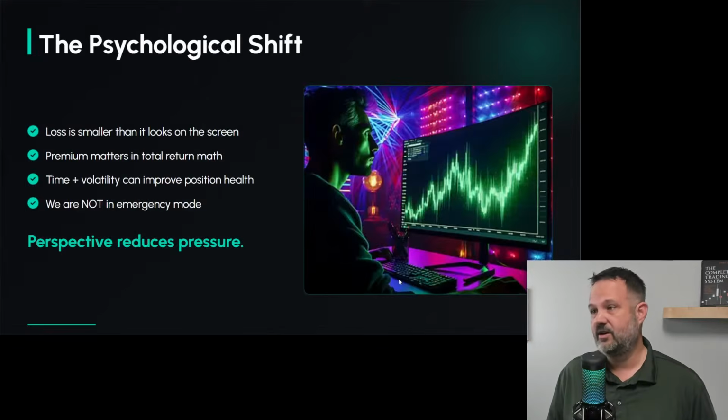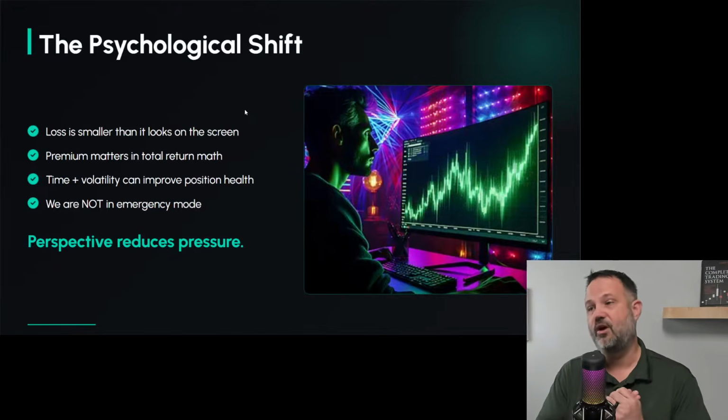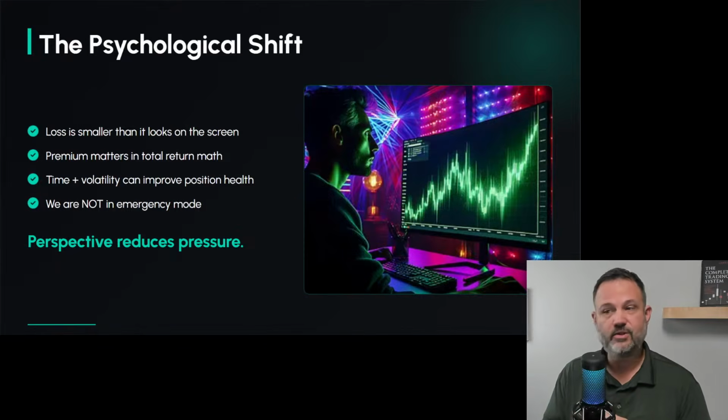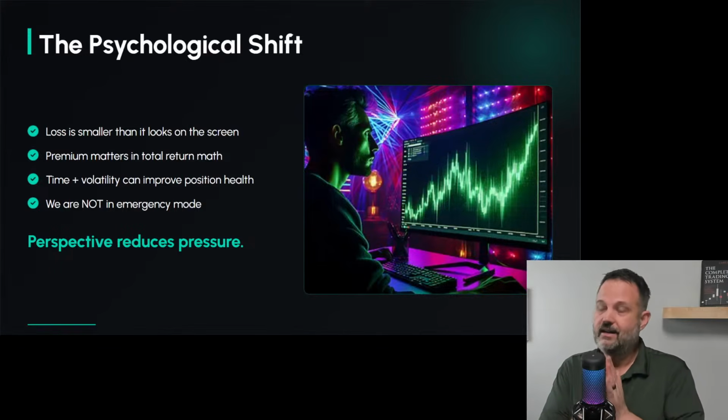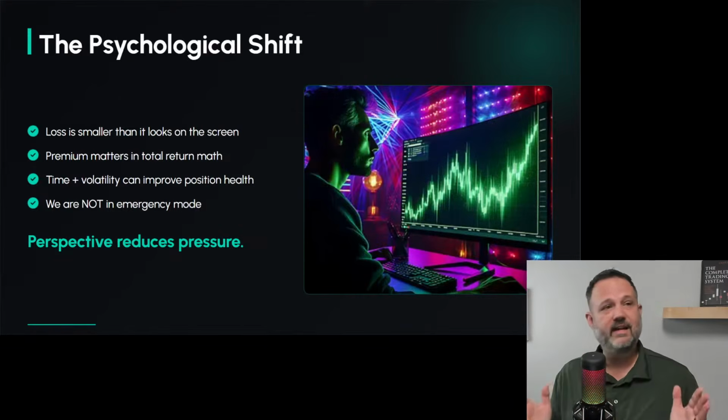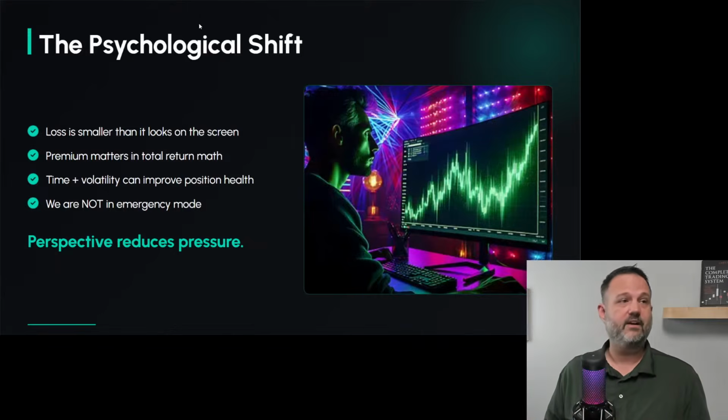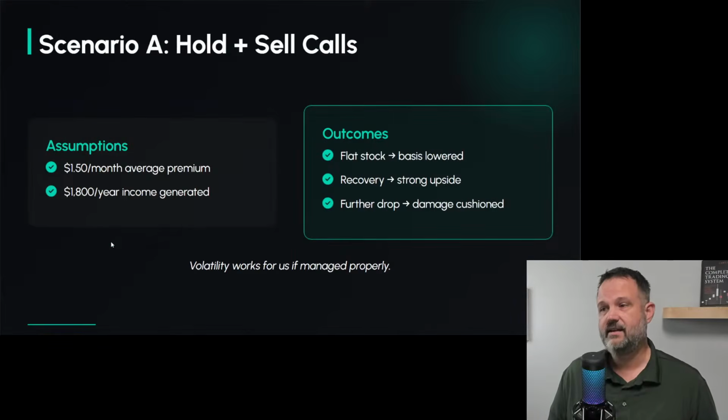Okay, so the psychological shift. The loss is actually smaller than what it looks like. The premium matters in total return, and time plus volatility can improve our position because we know it's volatile. If we get a nice spike and we're selling calls on it, we're in good shape. So we're not in emergency mode. We don't really have anything to be fearful of at all.